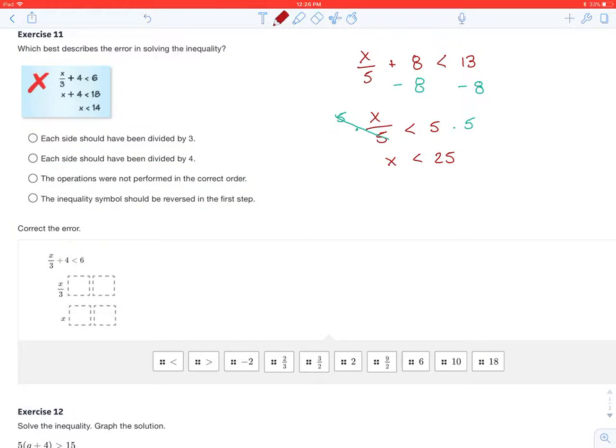And then what they want you to do when they say correct the error is they want you to drag one of these little boxes, whichever one you think is right, and move it into the boxes here so that the steps are correct. So it wants you to put the correct steps in there. So what you should be putting in those boxes is really the steps that you're doing to solve it out.